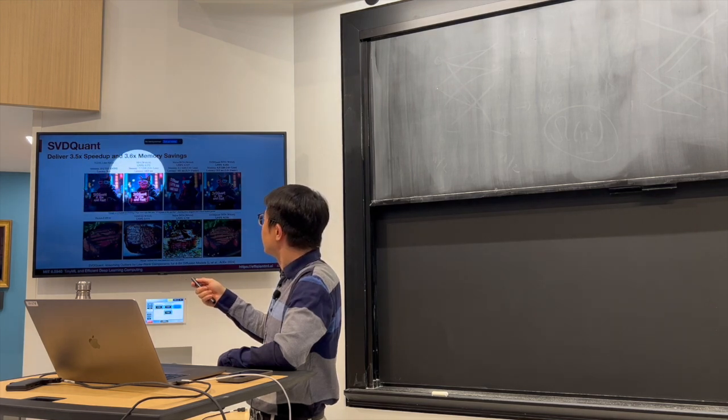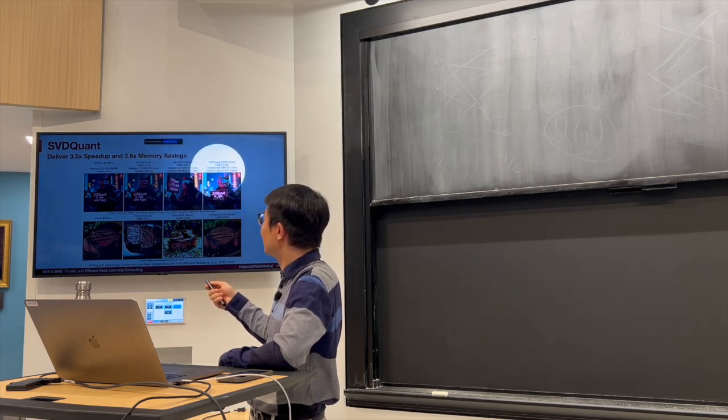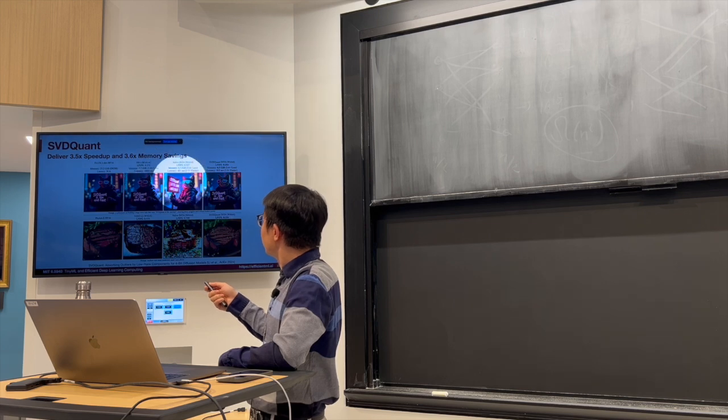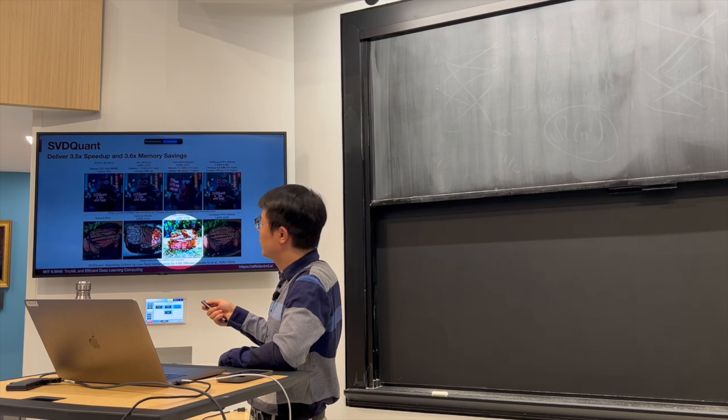And this is NF4, very high fidelity, but it's still more than a second. Pretty slow. Well, we can make it just half a second. This is the naive integer quantization. So the quality is really poor.